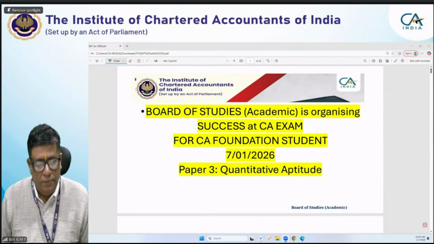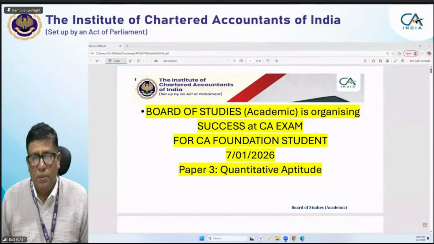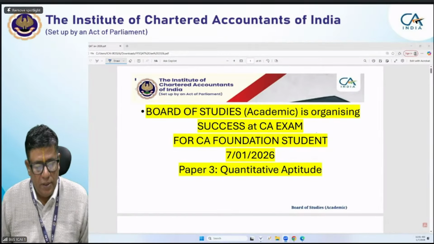Today we are going to discuss the Foundation Paper 3, Quantitative Aptitude, some examination tips, and how to face this examination, and ultimately you have to succeed in this examination. That is the main objective of this session, to guide you.